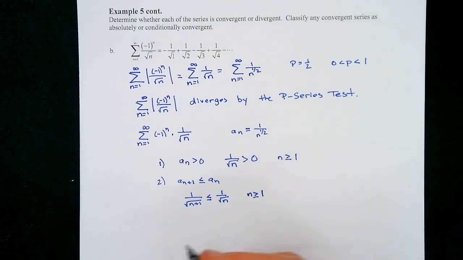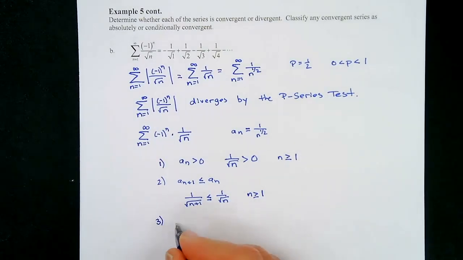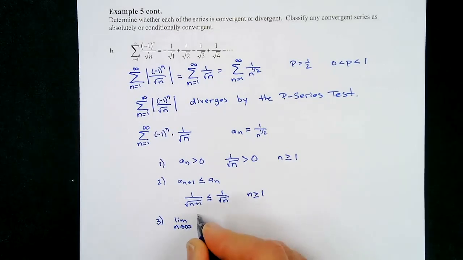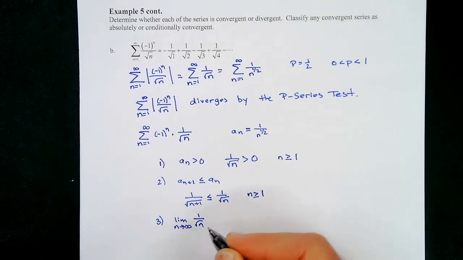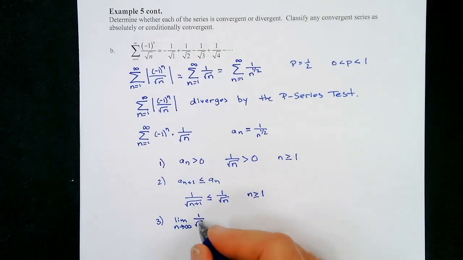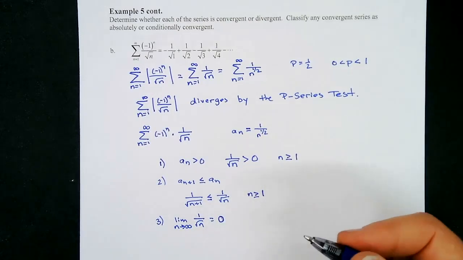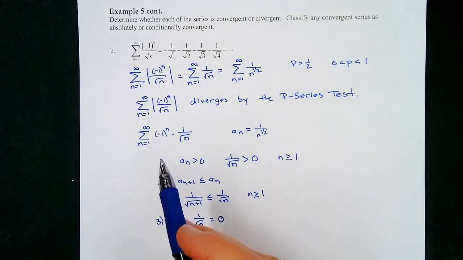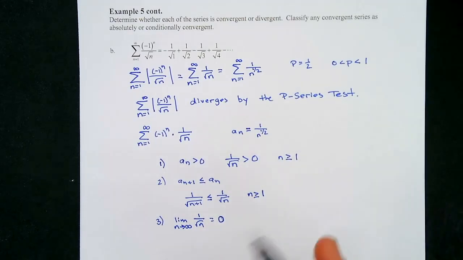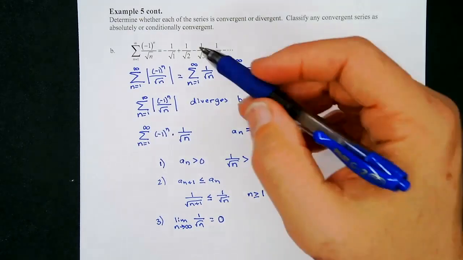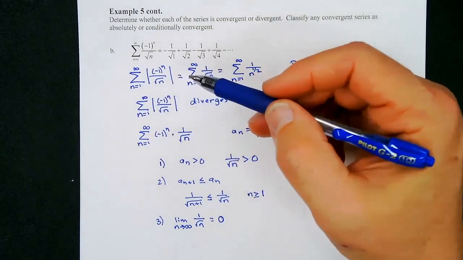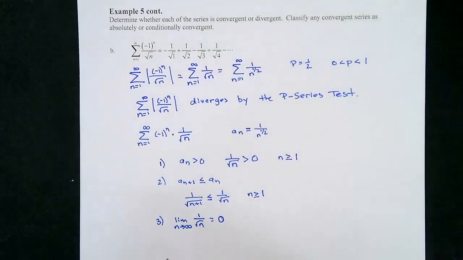And then we just need to do the limit. The third thing is: what is the limit as n approaches infinity of a sub n, which is 1 over the square root of n? As n gets bigger and bigger, that is going to get closer and closer to 0. So what does that mean? The actual series that we started with converges. The absolute value of the terms of the series doesn't, but the actual series that we were looking at does converge, by the alternating series test.